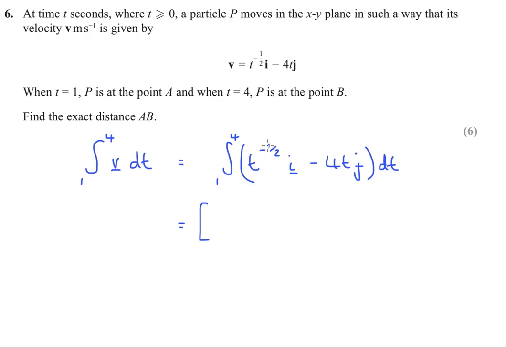We're going to add 1 to the power of t, so that's going to become t to the half. We're going to divide by the new power, which is dividing by half, which is the same as timesing by 2. So that's the i component. The j component is going to, again, add 1 to the power, so that's 4t squared, and divided by 2. And that's the j component. And we're doing this between 4 and 1.